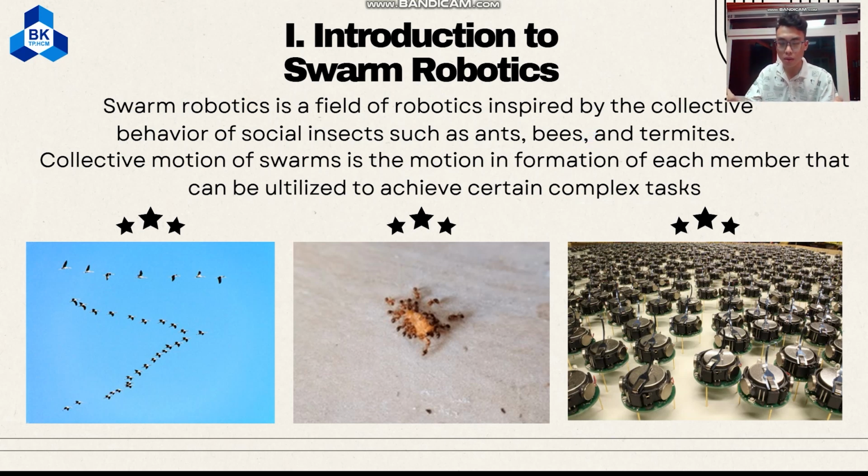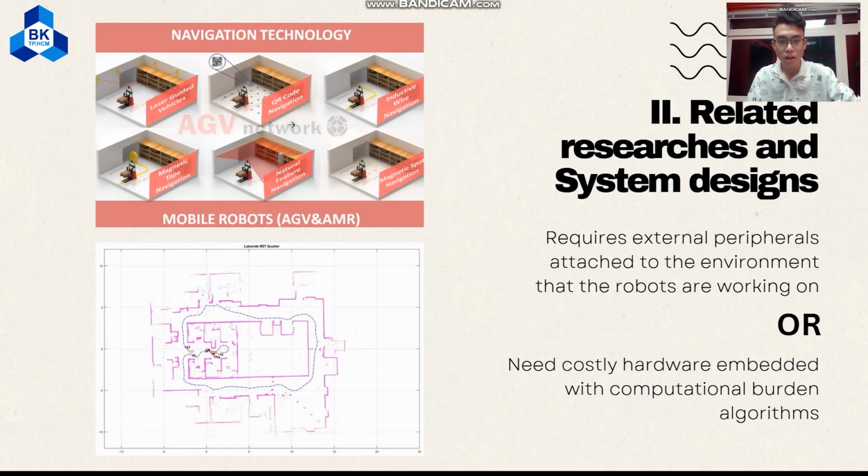This is a field of research where engineers try to mimic the natural behavior of insects and animals outside. Here you can see these birds, they are moving in a formation to reduce the air resistance to extend their journey. These ants are carrying a weight that is multiple times heavier than their original body mass. These two scenarios are both collective motion. So collective motion is basically just movement in formation between them.